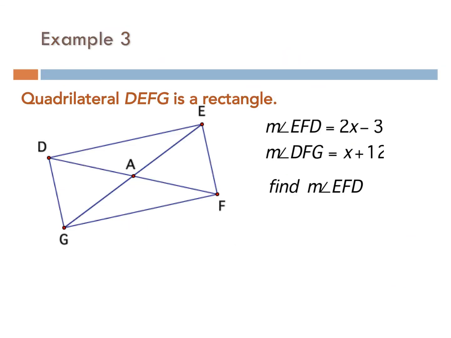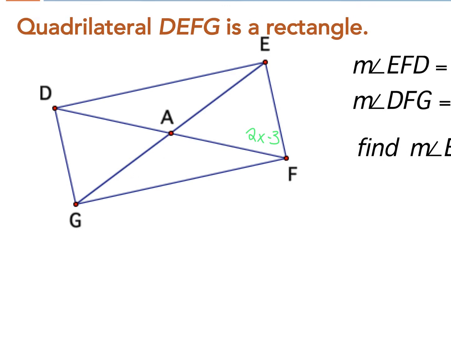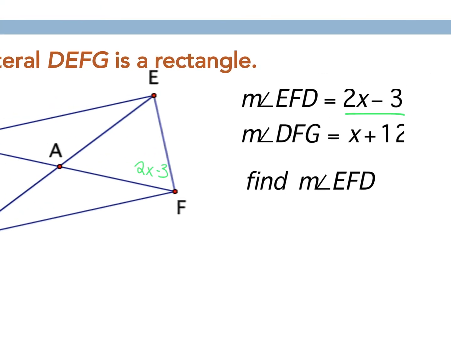All right, again, quadrilateral DEFG is a rectangle. They gave me some measurements here. It says the measure of angle EFD, so this angle up here, is 2x minus 3. And then they said DFG, this bottom angle, is x plus 12.